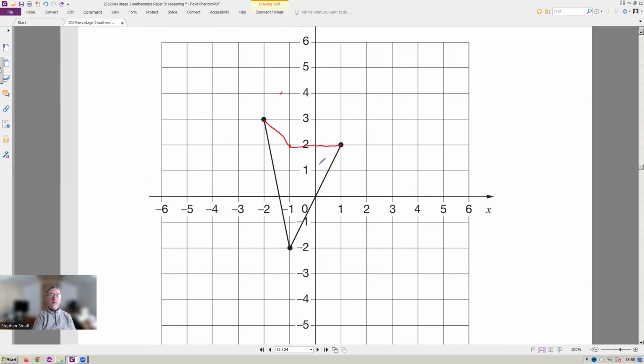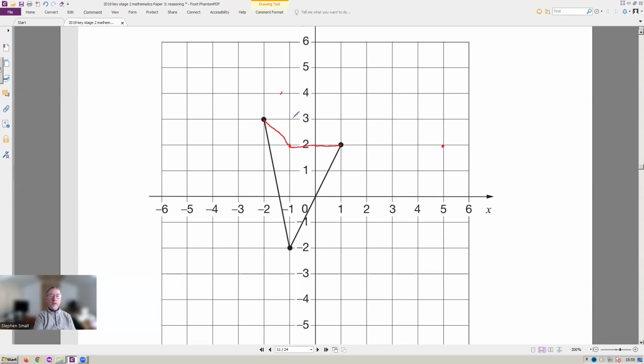Now, it translates 4 squares to the right. So let's do every point like that. You just look at the point, go to the right. 1, 2, 3, 4. Be very systematic and methodical. Easy to make a mistake.